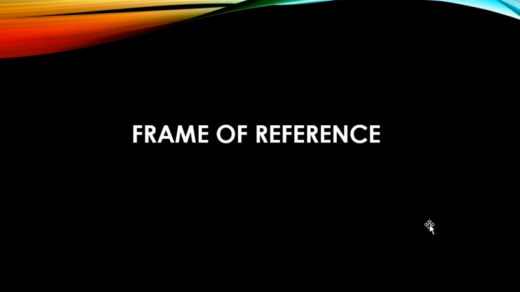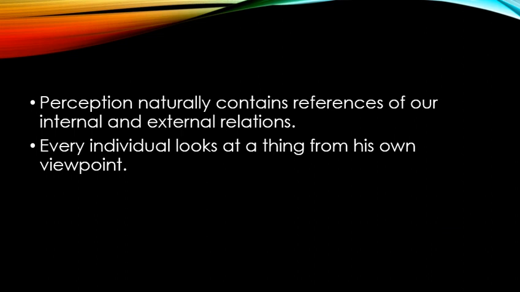The next law of Gestalt perceptual organization is the frame of reference. Perception naturally contains references of our internal and external relations. Every individual looks at a thing from his own point of view. For example, a student, a laborer, or any high ranking officer and a consumer may view a thing from their own specific angle. This is known as frame of reference.